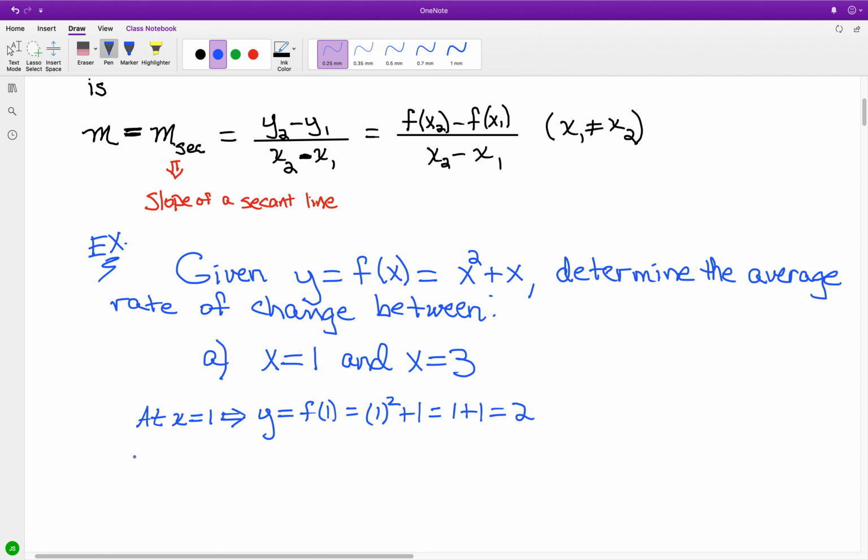2. Now for what we have at x equal to 3, we're going to have the corresponding y value. So y is equal to f of 3, and for the representation of x squared plus x, we're going to have 3 squared plus 3. 3 squared is 9, and 9 plus 3 is 12.